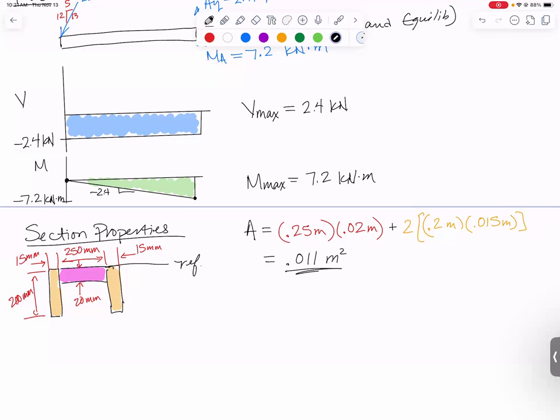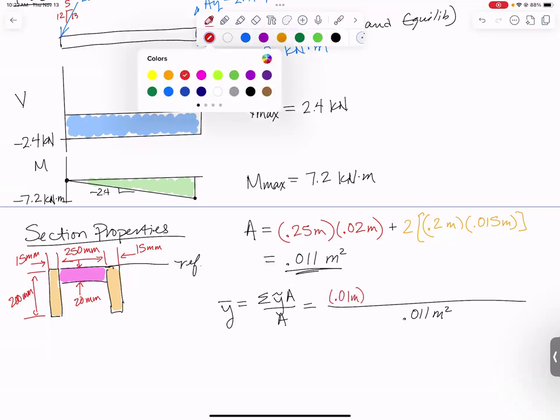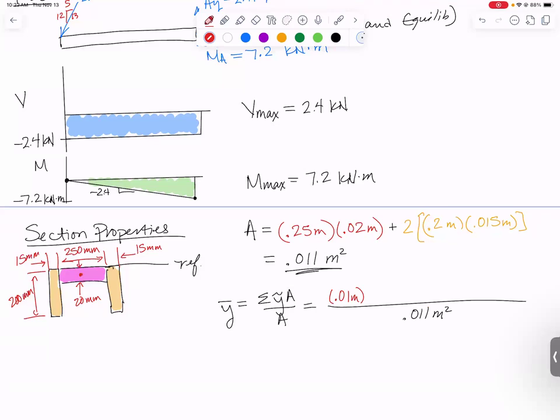We also need to find the centroid location, which is why I drew a reference line on there. So y bar is the sum of the y tildes times their area divided by the total area. I know the total area now is 0.011 meters squared. In the top of the fraction, for the pink rectangle, I've got to come down 10 millimeters, 0.01 meters, to get to its centroid right here. And then I also need to multiply it by its area, which was the 0.25 times 0.02. And then we need to add to it 2 of these, whose centroids would be 100 millimeters down from the reference line.